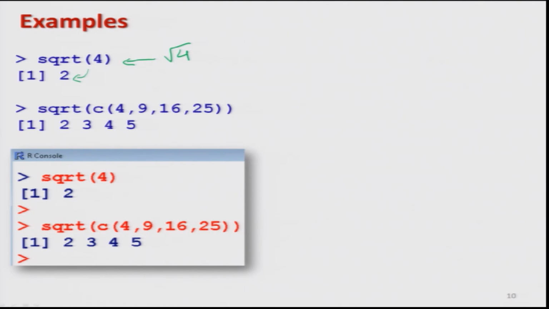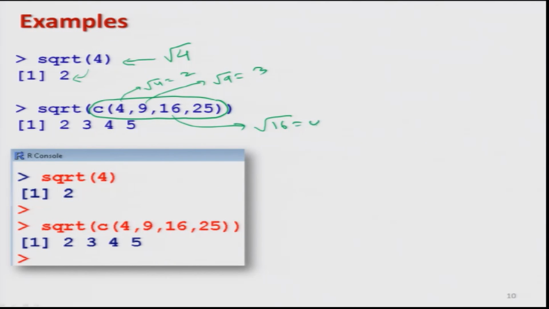And similarly, in case I try to find out the square root of more than one value, then all those values have to be combined inside a vector, and then this square root function is operated. So, you can see here the square root of 4 is 2, square root of 9 is 3, square root of 16 is 4, and square root of 25 is 5, and this is the answer which is obtained over here. And this is the screenshot of the same operation when you do it in R.